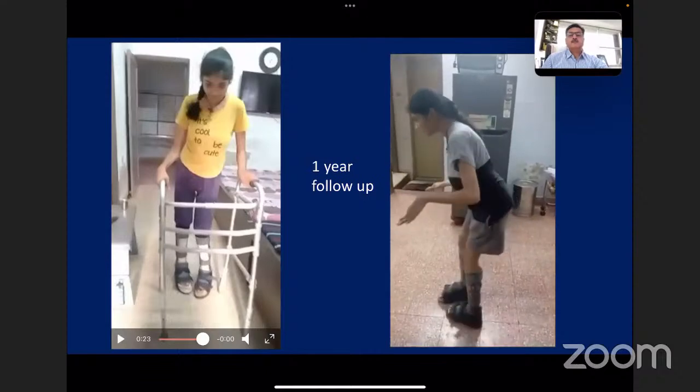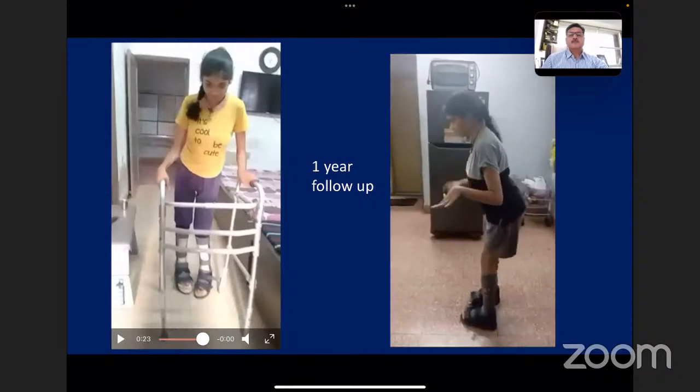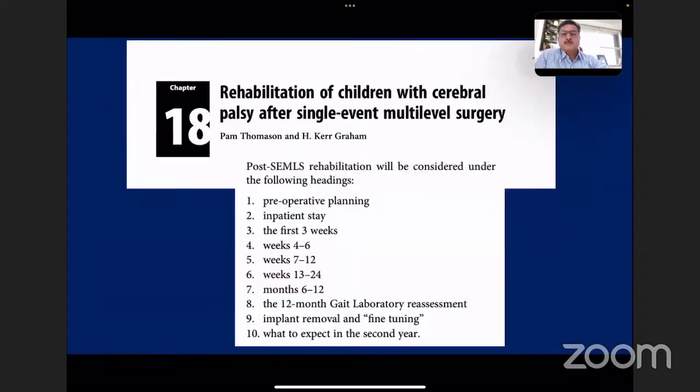And these are her recent gait videos. From 3, it has improved to 6. What is important from this case is the rehabilitation of children with CP after single event surgeries. So this is a chapter which has been published by Kerr Graham and Thompson.